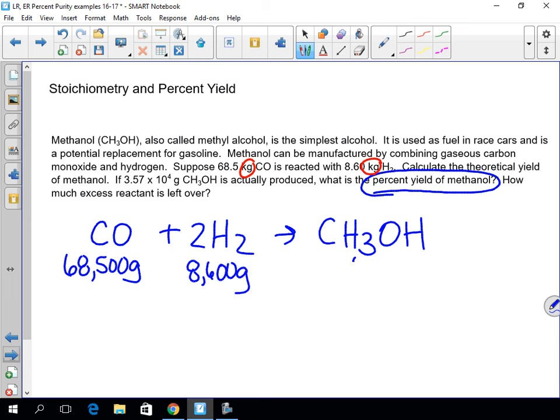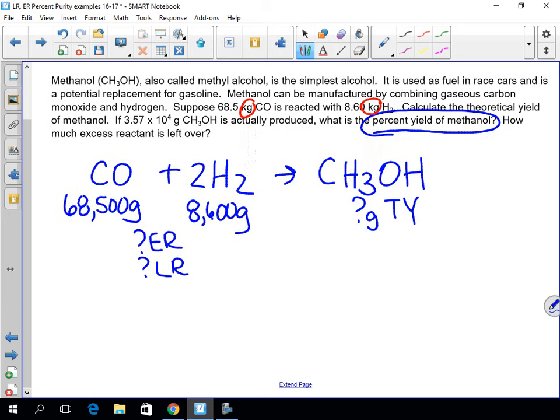We want to calculate the theoretical yield of methanol. But we also want to know what's our excess reactant and how much do we have, and what's our limiting reactant. That part of the problem is exactly like what you did before, what I just showed you. So you can practice that part on your own.